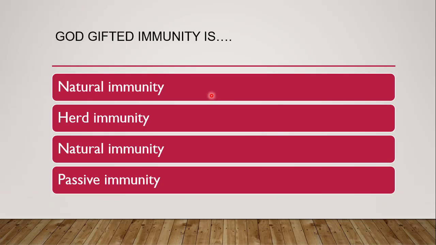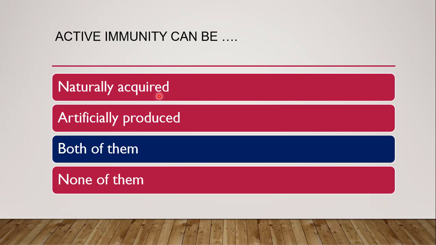Next question is, God gifted immunity is, whether it is natural immunity, herd immunity, passive immunity, which of these? The correct answer is natural immunity. Next question is, active immunity can be, the options are naturally acquired active immunity, artificially produced active immunity, both of them or none of them. The correct answer is both of them.